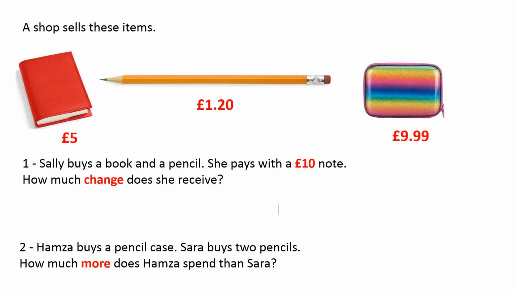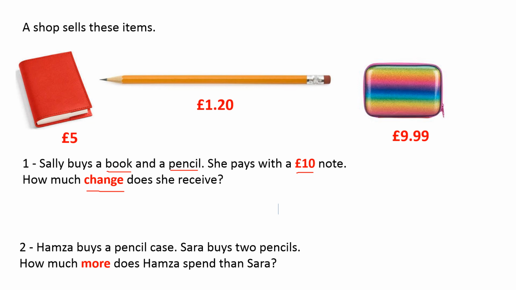Great, now let's read this. A shop sells these items. It's a notebook for £5, pencil for £1.20, and a pencil case for £9.99. First question, Sally buys a book and a pencil. Let's underline the keywords. Book and a pencil. She pays with a £10 note. How much change does she receive?